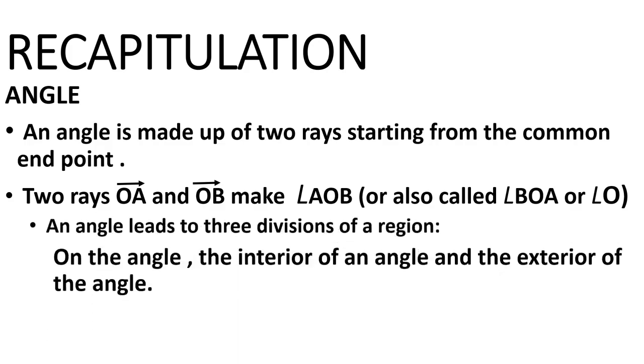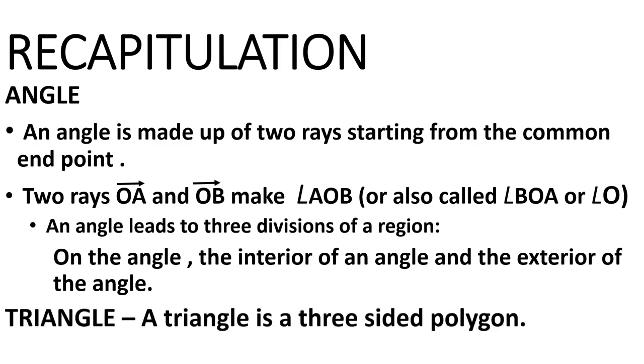An angle leads to three divisions of a region. We can divide the region of the angle into three different divisions: first the interior, then the exterior, and then on the angle. On the angle, the interior of an angle, and the exterior of the angle. After that, we have done triangle. What is a triangle? A triangle is a three-sided polygon.